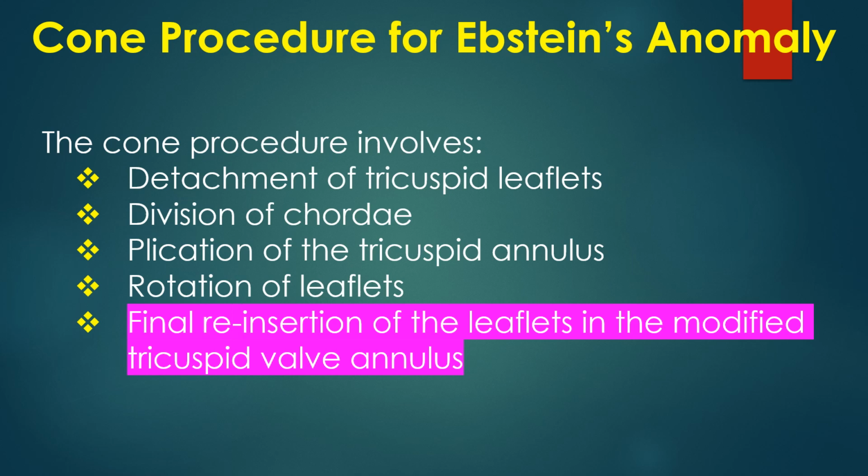The cone procedure involves detachment of tricuspid leaflets, division of chordae, plication of the tricuspid annulus, rotation of leaflets, and final reinsertion of the leaflets in the modified tricuspid valve annulus.